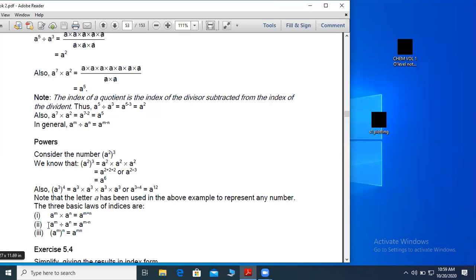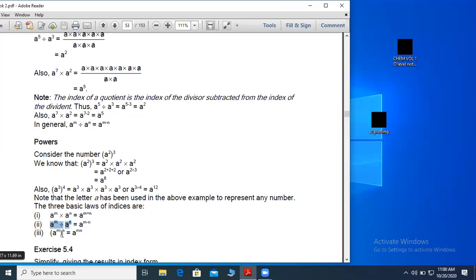The second rule is A to power M divided by A to power N. This tells us that when we are dividing indices that have the same base, we should write only one base and subtract the powers. I want to be very slow on this such that you understand.